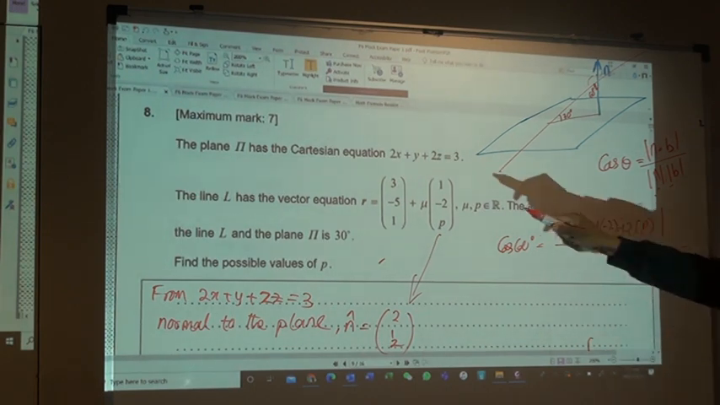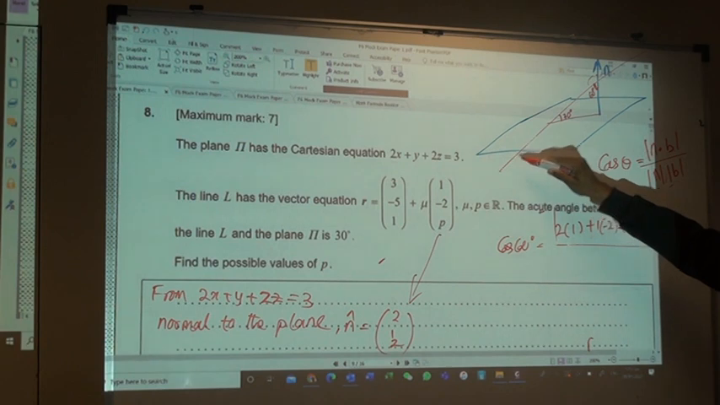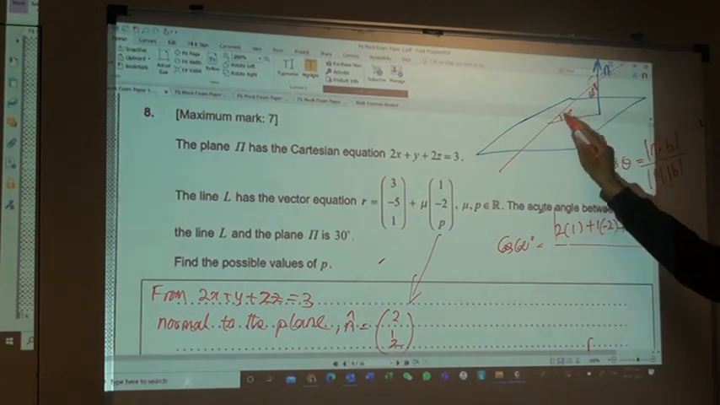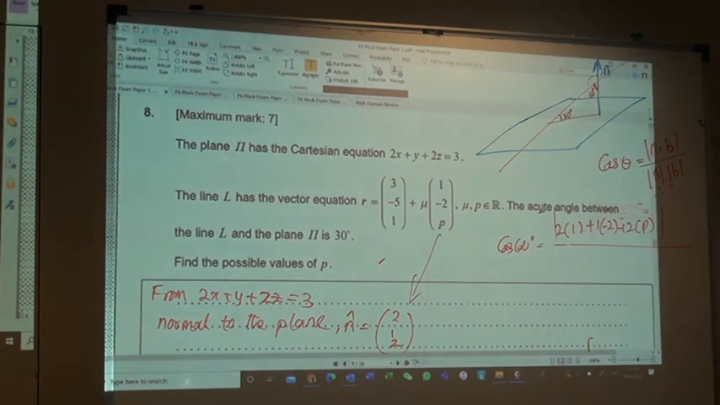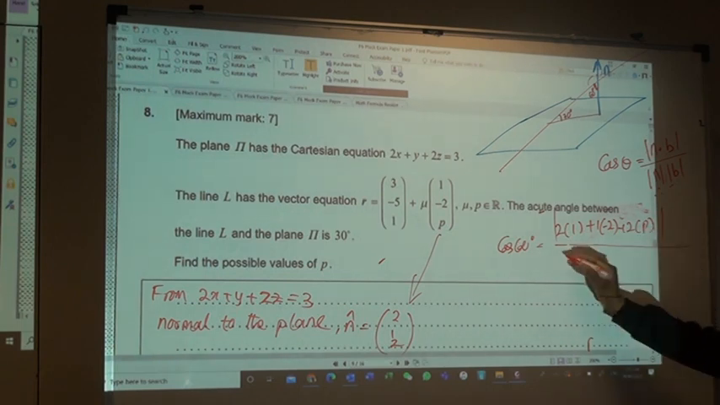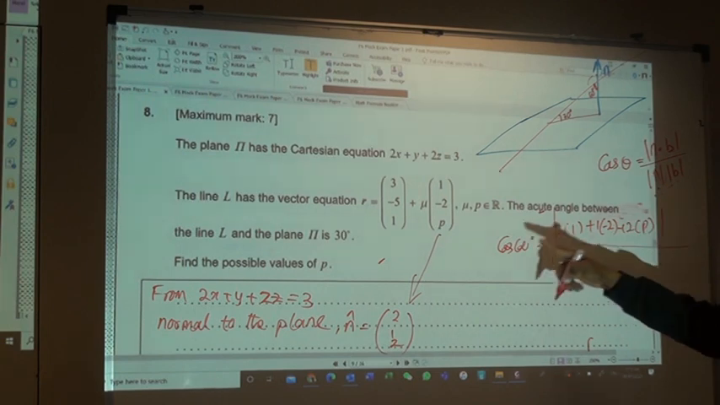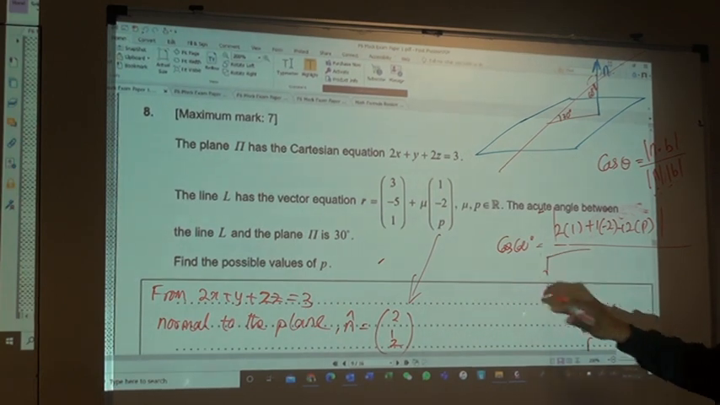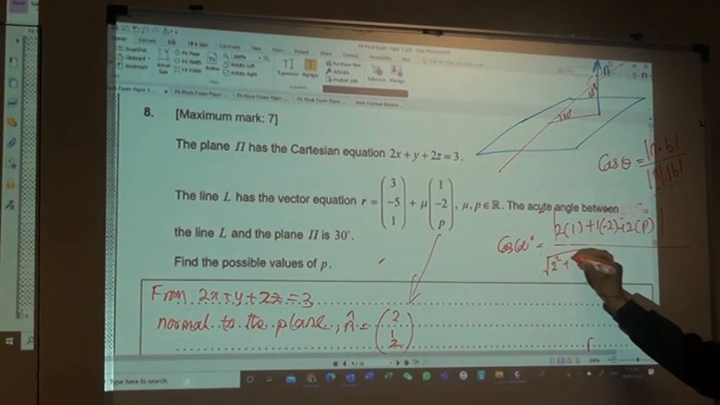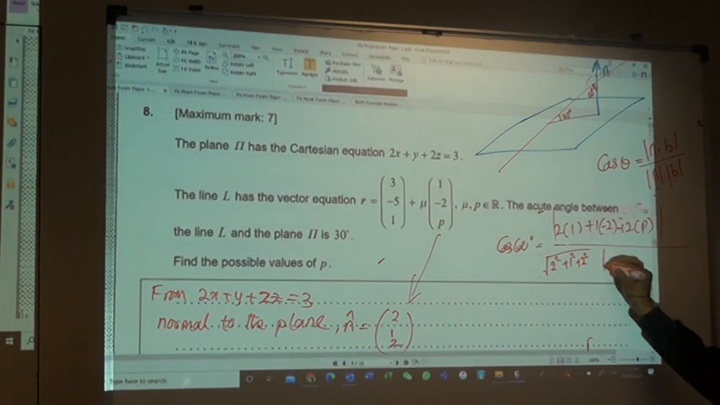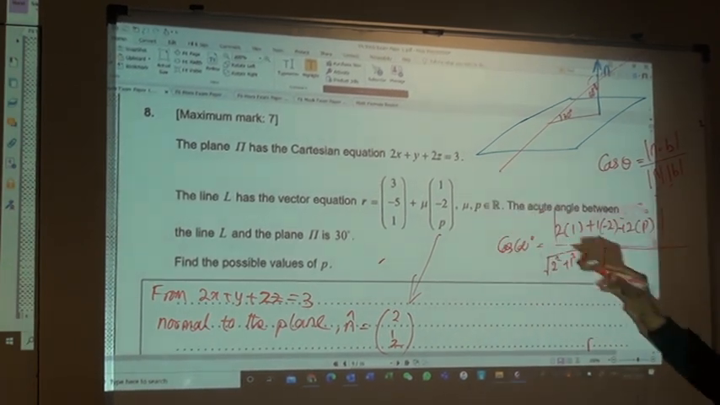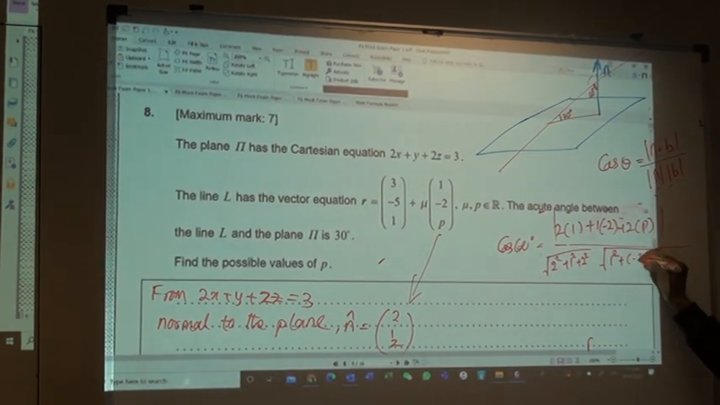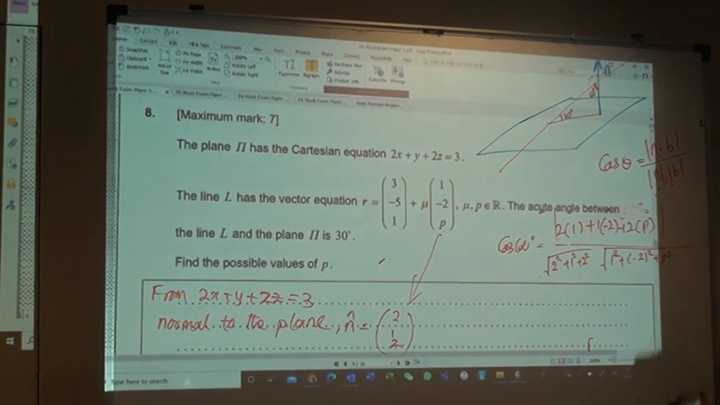Acute angle between the line and the plane. This is the line and this is the plane. So if this is acute, this must be acute. Understand? So this will be the absolute value of n. n is this one, so that will be the square root of 1 squared. Then the absolute value of the other one, which is this: 1 squared, minus 2 squared, and p squared.